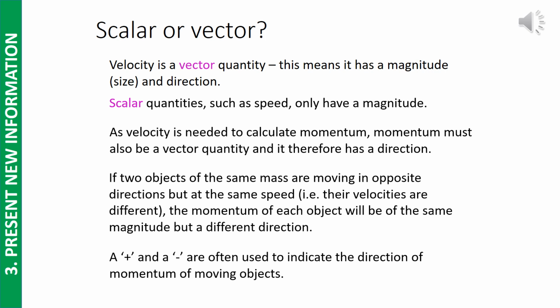So you must be careful when doing equations, not so much in today's lesson, but in your next lesson, you must take into account the direction the objects are travelling in. And you will normally denote this using a plus and a minus sign. A plus will mean moving in one direction and a minus moving in the opposite direction.